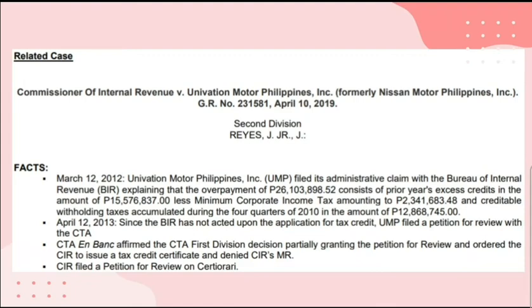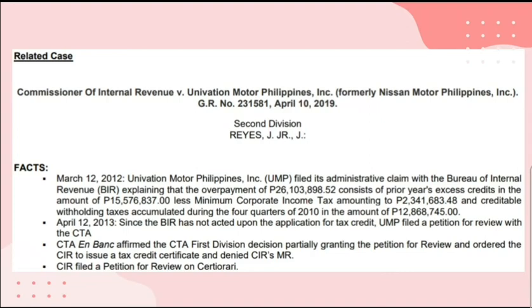26,103,898.52 pesos consists of prior year's excess credits in the amount of 15,576,837 pesos, last minimum corporate income tax amounting to 2,341,683.48 pesos, and creditable withholding taxes accumulated during the 4 quarters of 2010 in the amount of 12,868,745 pesos. Univision filed its application for tax credit.